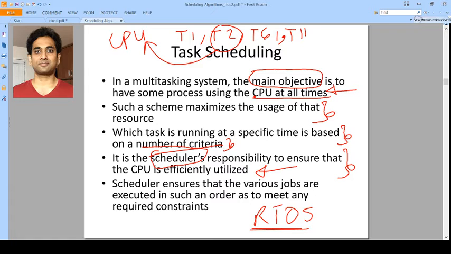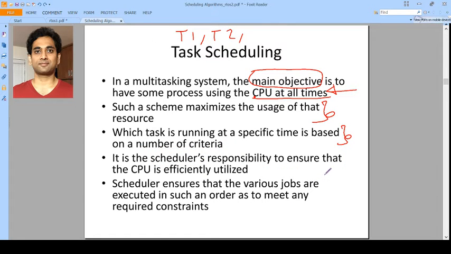So the scheduler is that component of an operating system which manages the CPU resource. The scheduler ensures that the various jobs are executed in such an order as to meet any required timing constraints. In other words, it is the job of the scheduler to make sure that all the tasks meet their deadlines.